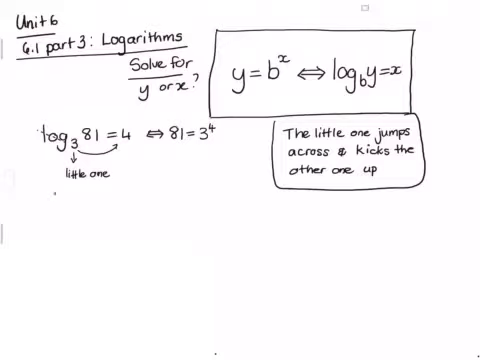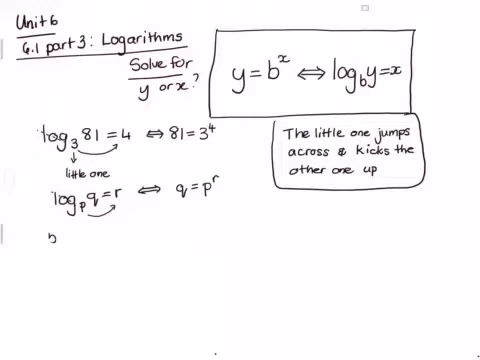Right, let's look at this again. Let's just use completely different letters here. So if I wanted to solve for Q, so I had the value of P and I had the value of R, but I didn't know what Q was, I would say if I take log away, then the P is the little one, so it jumps across the equal to and it kicks the R up.